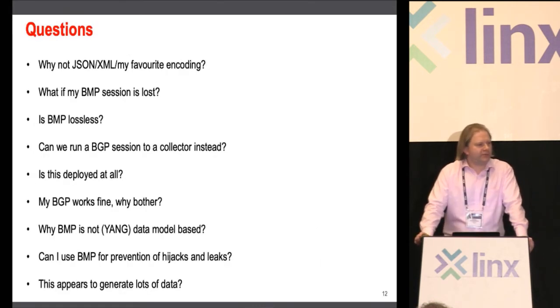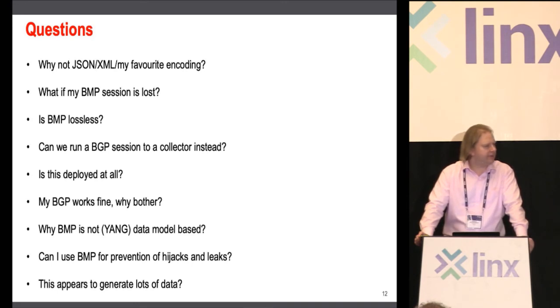So, all those questions which you wanted to ask but didn't have the patience to wait for the microphone. Let's run through at least some of them. So why is this a binary encoding and not my favorite JSON, XML or something else? For efficiency, for encoding efficiency and transmission efficiency. BMP may result in a really large amount of data being sent out, encoded and decoded. Therefore, a binary protocol is much more efficient for that.